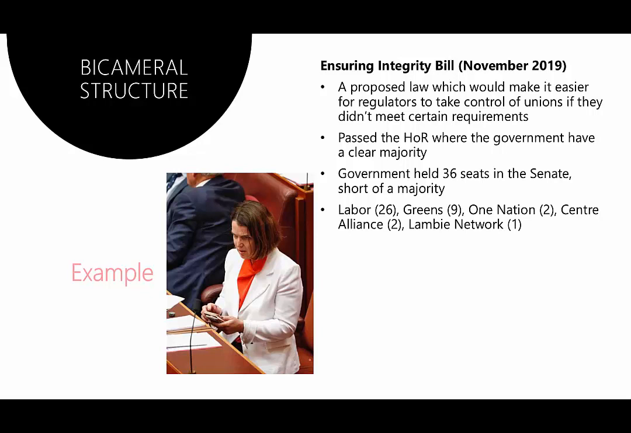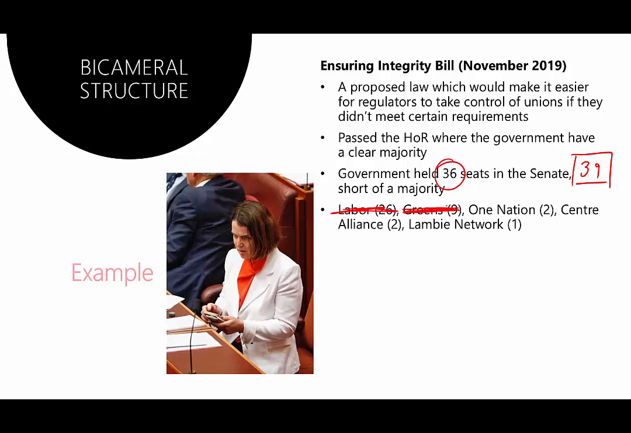The Senate has 76 seats. The government only hold 36. So to actually pass something through the Senate, you need half plus one. So you need to get to the magic number of 39. So if Labor have 26 seats, and we already know that Labor like the unions, the Greens have 9 seats. Dare I say it, the Greens generally don't get on well with the Liberal Party, so we'll cross them off.